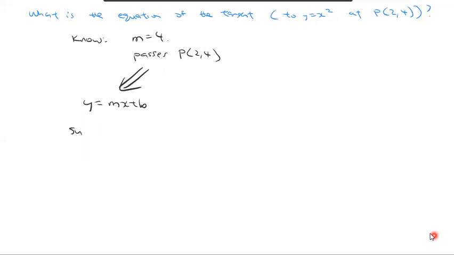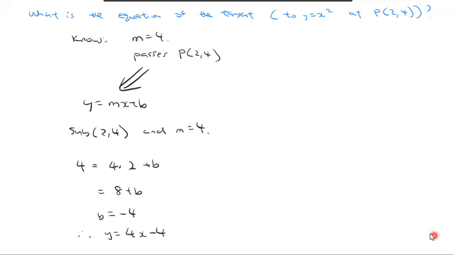So we could sub in (2, 4) and m equals 4, and work out b. So that means you will have 4 equals 4 times 2 plus b, so equals 8 plus b, so b must equal -4. Therefore, y must equal 4x minus 4, all right? I assume that's what you meant, Janelle? Yeah, no problems with that. All right. Tiffany, does that all make sense to you?